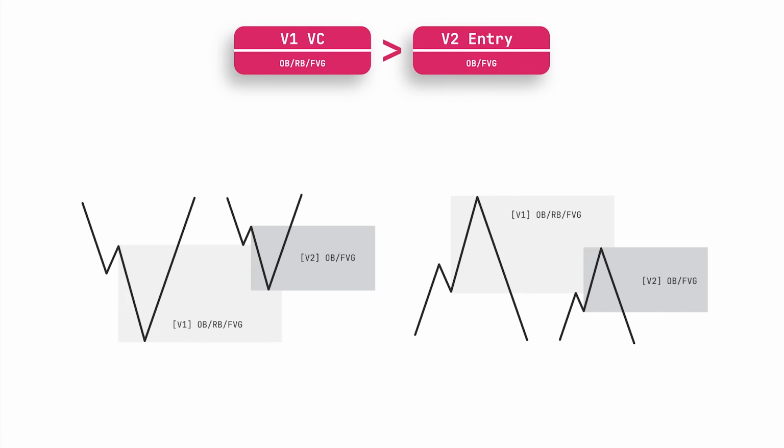The second variable tests the first and forms another volume confirmation in the form of an order block or fair value gap on a lower timeframe in the system, from which we can again enter a position. For example, a 15-minute volume confirmation and a 5-minute entry.